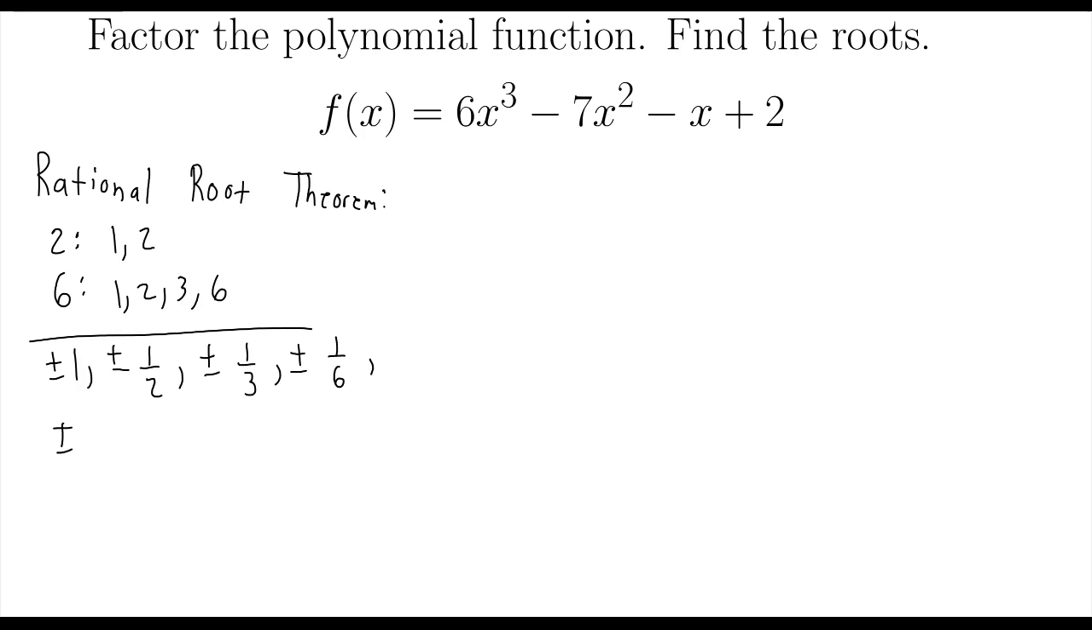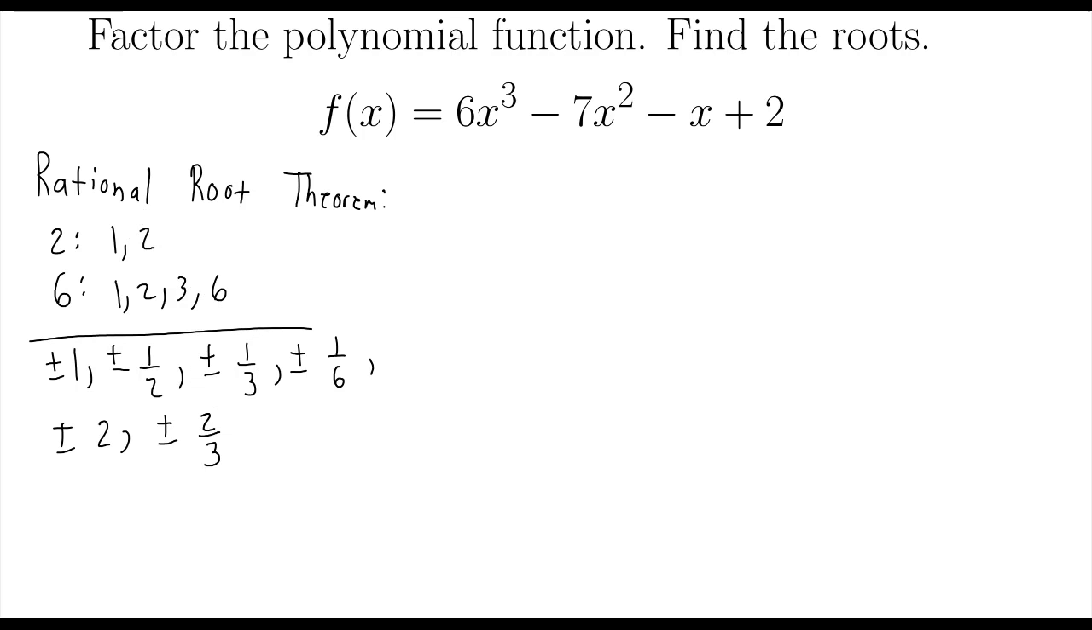Positive and negative 2 over 1. Positive and negative 2 over 2. Well, that's 1. Already got that covered. Positive and negative 2 over 3. And then positive and negative 2 over 6. Well, that's 1/3, and I already have that covered, so there we go. Here's my list of possible roots.